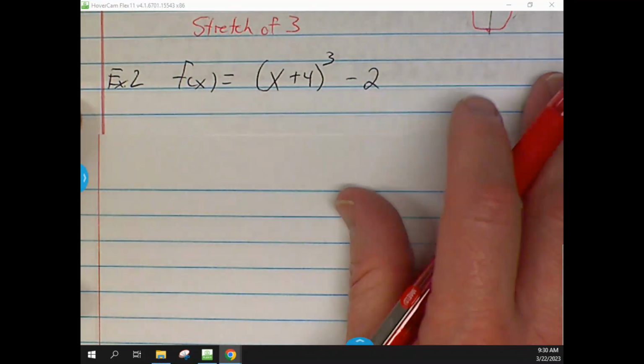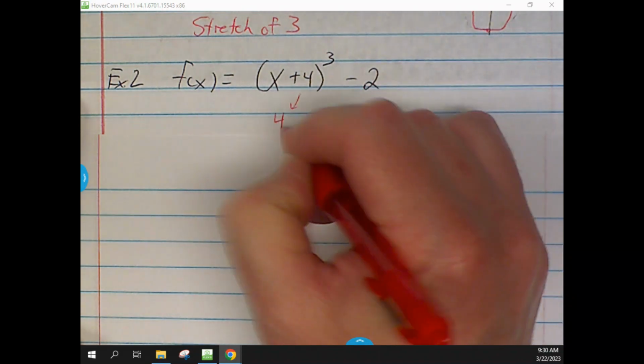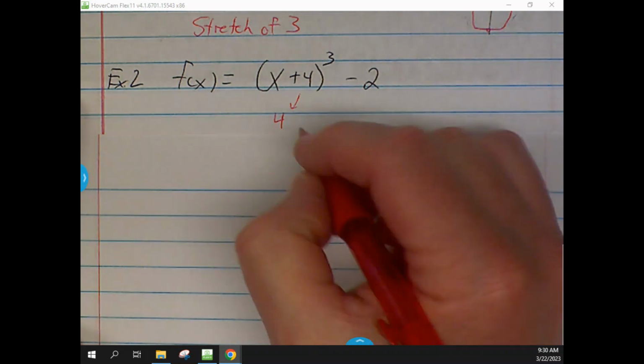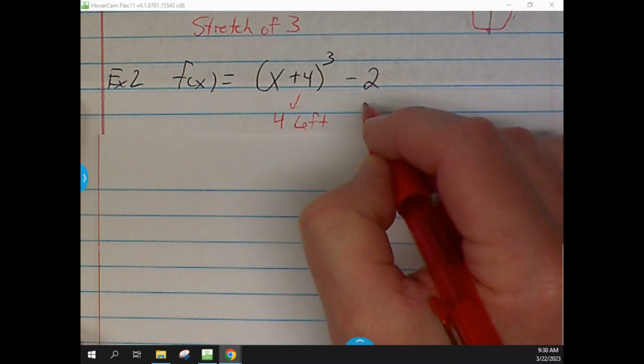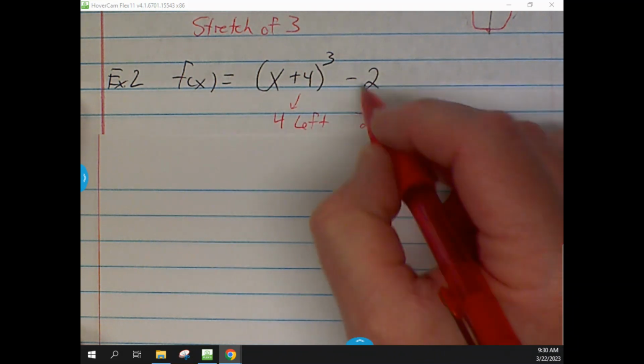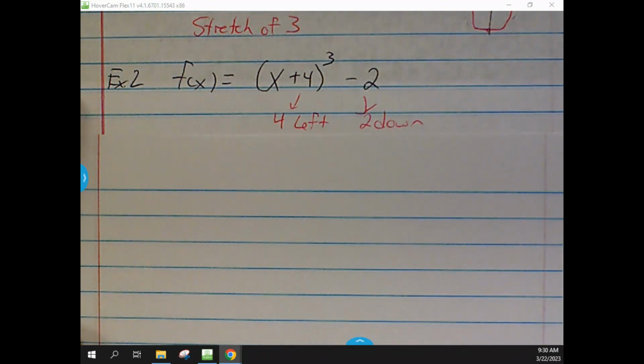Okay, same thing. If they ask you just to talk about what it is, not do anything with it, the 4 on the inside means it's going to go 4, again, opposite direction, left, right. So normally plus 4 to the right. In this case, we're going to take it 4 to the left. The number on the outside tells you how much to go up or down. You do whatever it is. If it's negative, we're going down, so that's 2 down. So 4 left and then 2 down.